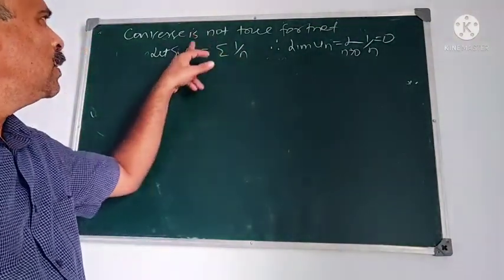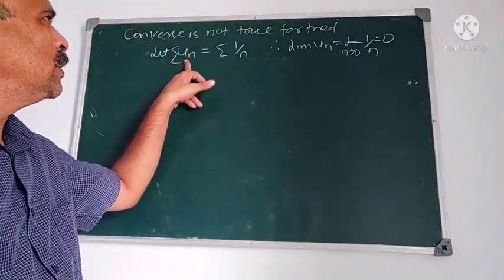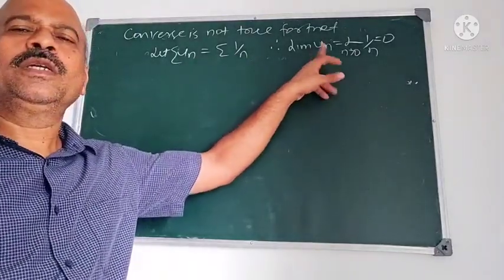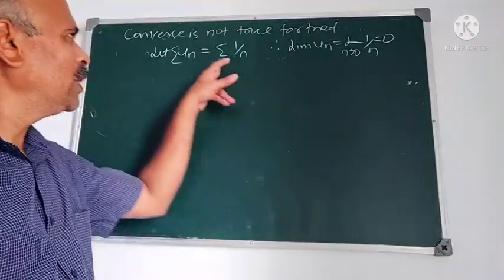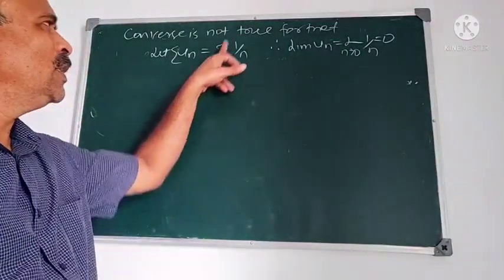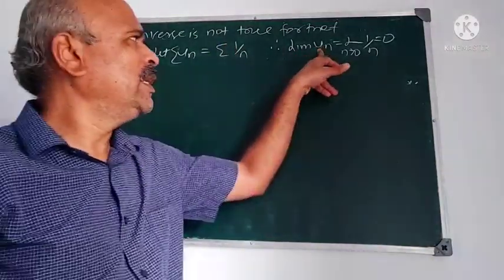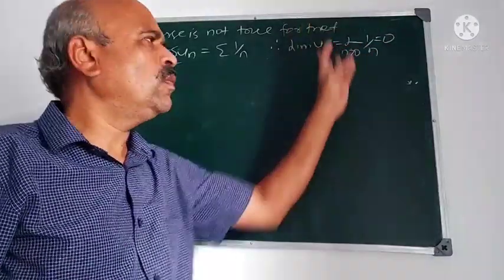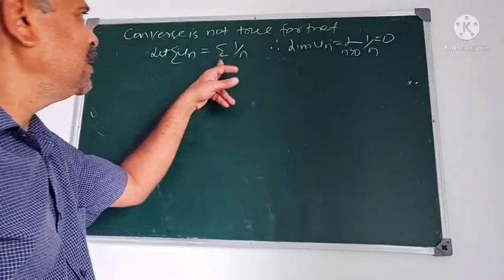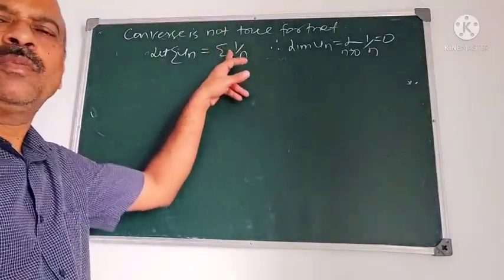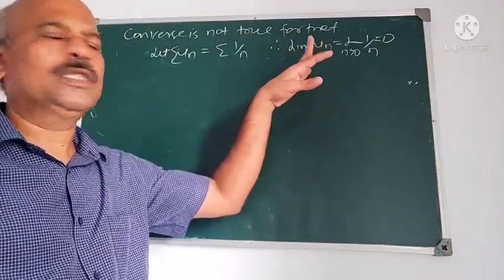Follow now? What is the converse? Suppose limit un is 0, then sigma un converges. That is not true. I am going to prove that one. I have taken this example, sigma un is sigma 1 upon n and the limit un is 0. But now what is the thing we have to prove? We have to prove that sigma 1 upon n doesn't converge.